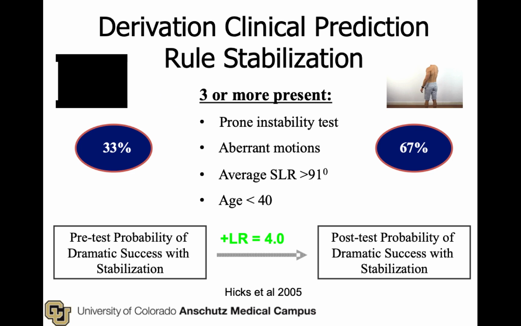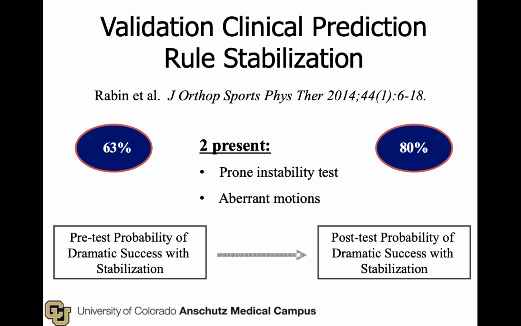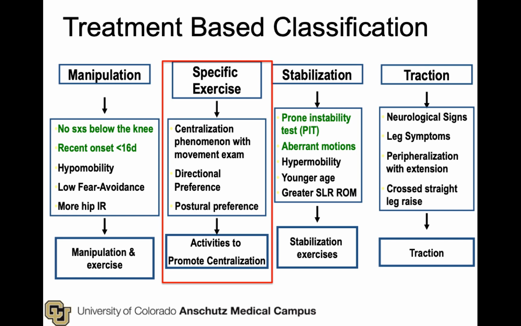Now this study was, there was an attempt to validate. Now all factors did not validate in this follow-up study by Rabin, but they did find that if individuals had those 2 findings present, prone instability test and aberrant motions, the likelihood of success with a stabilization approach increased to 80%.